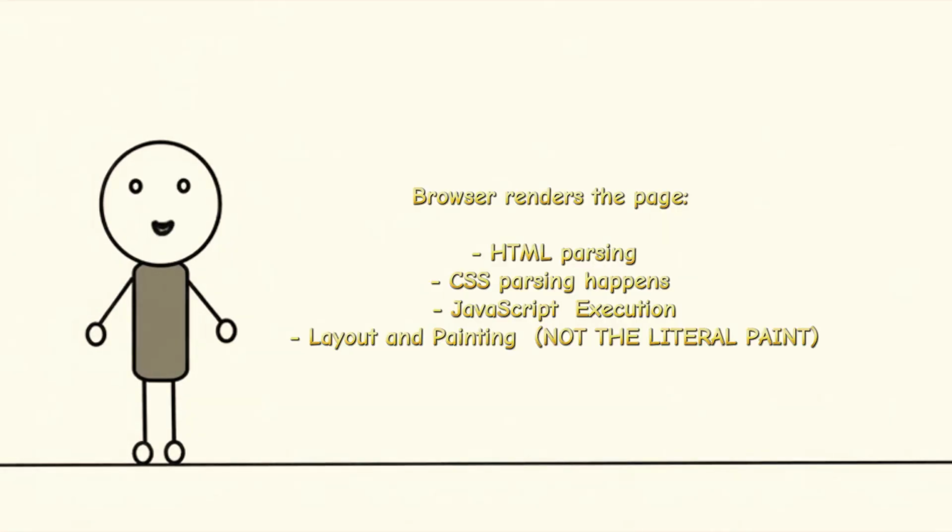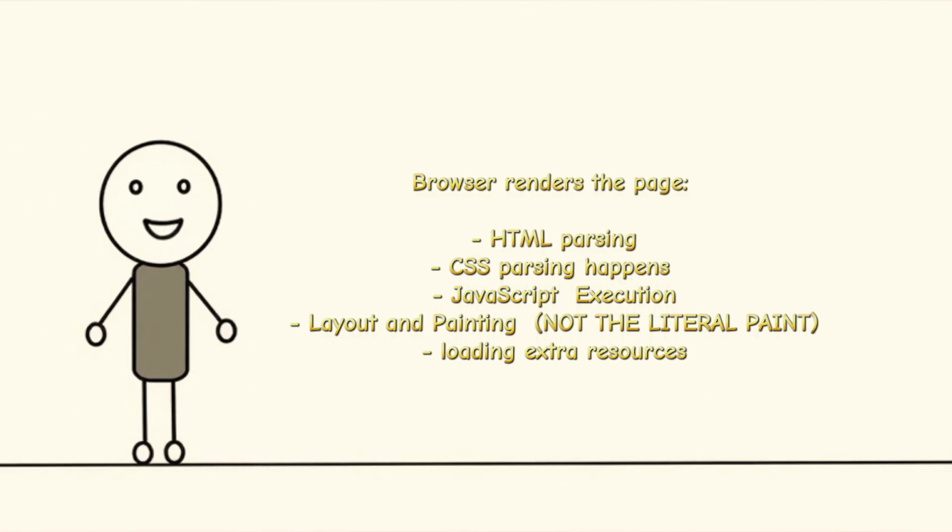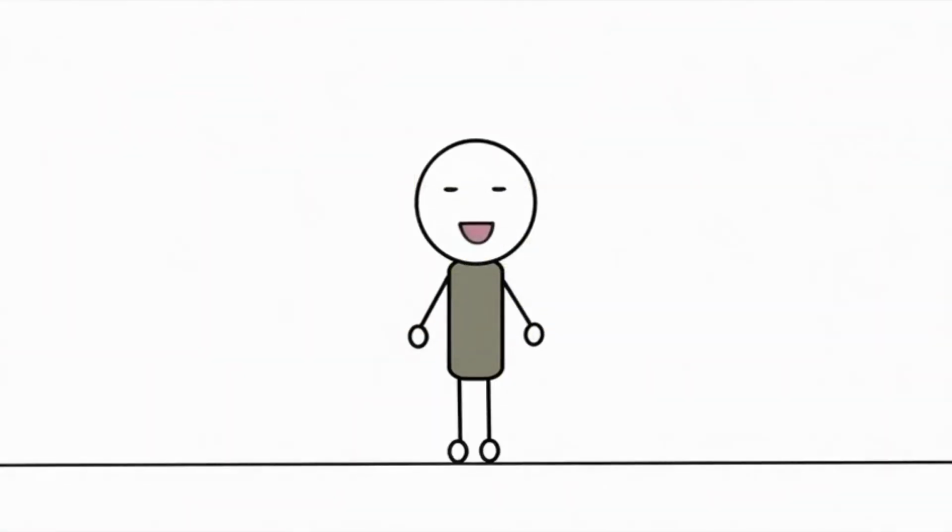Next is layout and paint. Now the browser calculates positions, draws pixels, paints everything on the screen. That's when you finally see the website. Next is loading extra resources. Even after the page appears, the browser keeps working. It loads images, fonts, videos, ads, analytics. Some load immediately, some load later. This is called lazy loading. This is why a page may look ready, but it still feels slow.